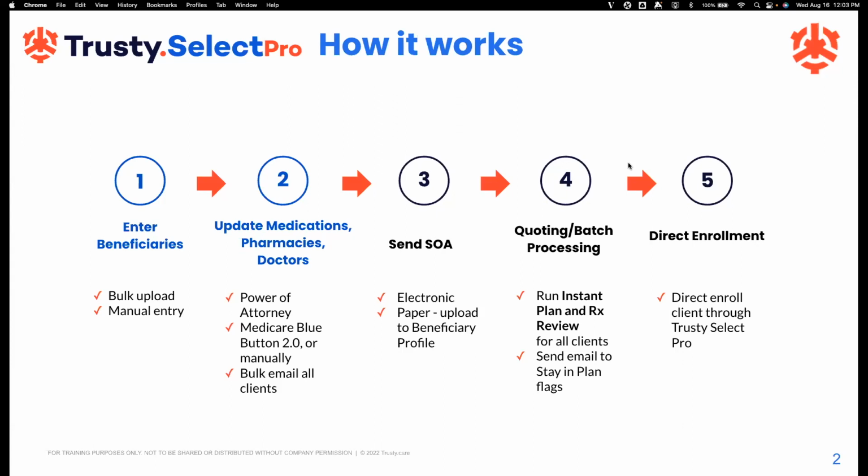So this slide right here just gives a high-level overview of the platform of Trusty Select Pro and the process that you would complete from entering in your beneficiary all the way to a direct enrollment. You'll enter your beneficiaries in, get their medications, pharmacies, doctors, all of that information loaded in. You'll collect your scope of appointment, then you'll run your quote and compare, and then you will complete your direct enrollment. So again, this is just a very high level overview of beginning to end.